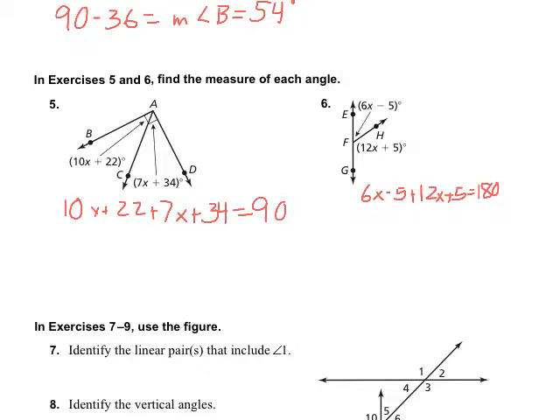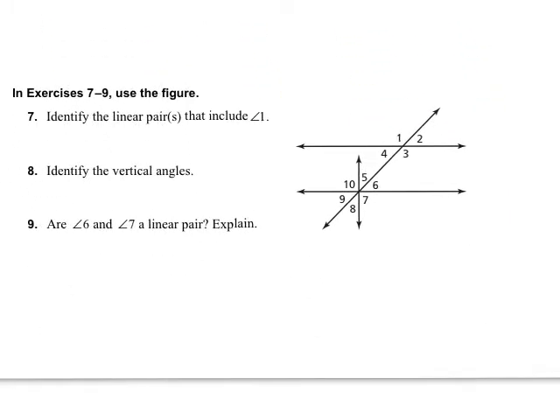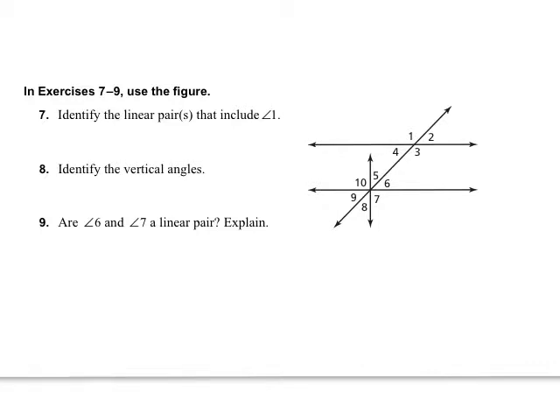Okay, let's look at 7. Linear pairs that include 1. So remember, linear pair means supplementary, so it adds up to 180, and they're adjacent. So I see here 1, 2 is a linear pair, and 1, 4 is a linear pair. So I would say angle 1 and angle 2, and then also we have angle 1 and angle 4.